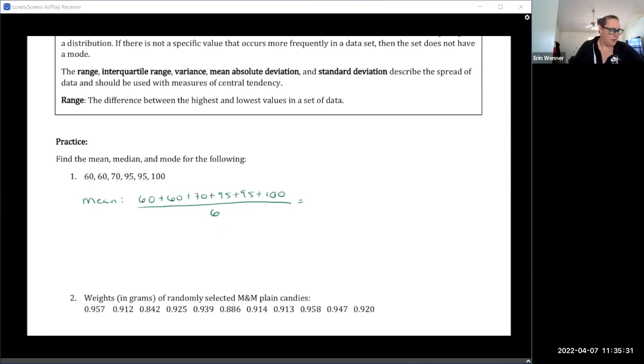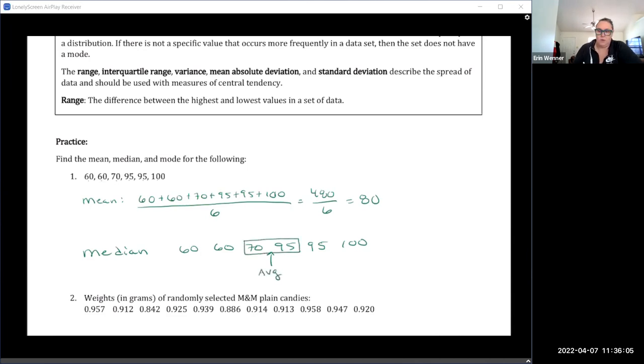Okay, so if we add them all up, the numerator ends up becoming 480. We divide by 6, that gives us a mean of 80. The median, so we've got 60, 60, 70, 95, 95, 100. So there are 6 values. So that means the median is here in between the set. So we've got 3 on each side. So that means we need to find the average of those 2 values in order to identify the median.